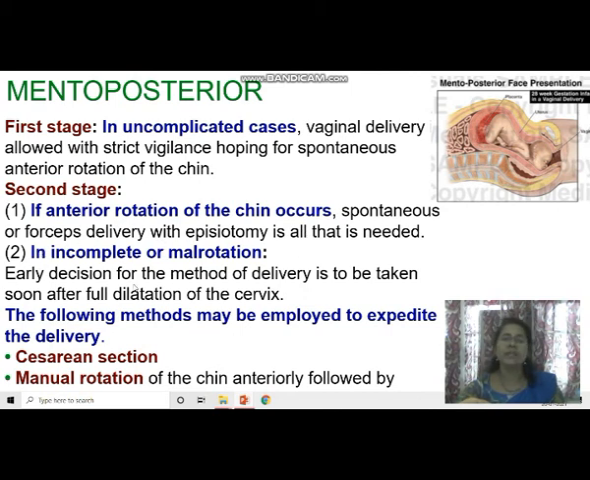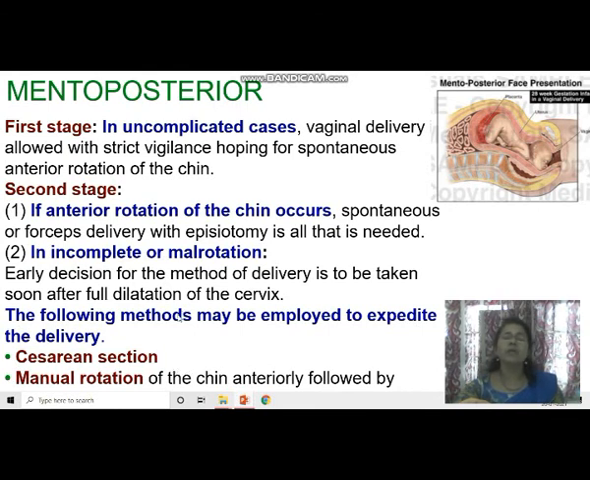Then in complicated cases or malrotation, an early decision for the method of delivery is to be taken soon after full dilatation of the cervix, and the following methods can be employed to expedite the delivery: cesarean section, or manual rotation of the chin anteriorly followed by forceps delivery.